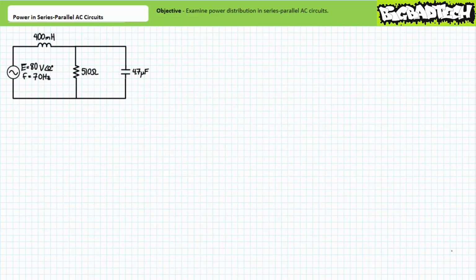Alright, here's our second illustrated example problem. It looks like this is a series parallel combination of three elements. The first element is a 400 millihenry inductor. The second element is a 510 ohm resistor. And finally, the third element is a 4.7 microfarad capacitor. The source has an effective value of 80 volts and an excitation frequency of 70 Hz.